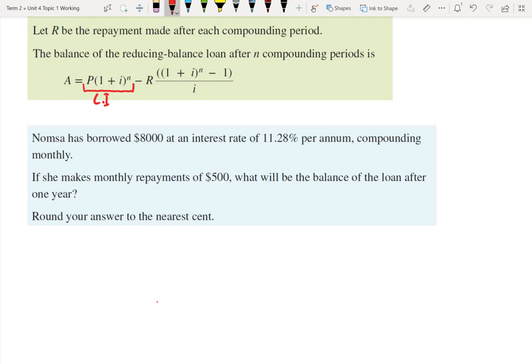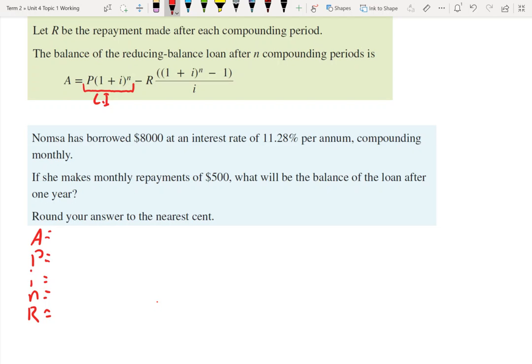My first step is just going to be to list out all my variables. I'm just going to read off from my formula all of the variables. We have A, P, I, N, R. We have I again, N again, and then I again. So we have 5 variables we're looking for. I'm going to read this question again, marking where my final amount, my principal, my interest rate, the number of compounding periods, and my repayments are. So Nomsa has borrowed $8,000.